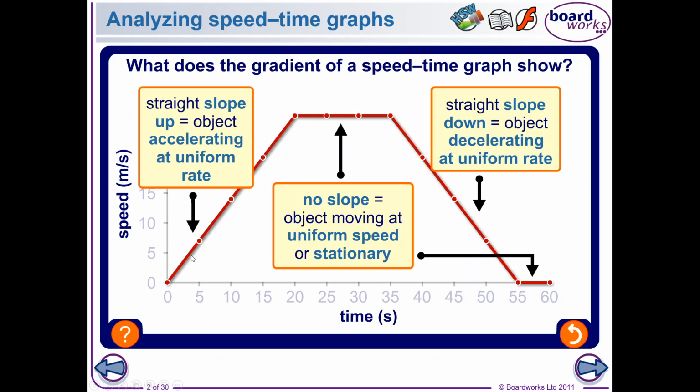If you remember a distance time graph, a straight line going up like this meant it was going at a constant speed. A straight line meant it wasn't moving. On a speed time graph, a straight line going up like this means it's accelerating, and a straight line means it is moving, but it's going at a constant or uniform speed unless the speed is 0.